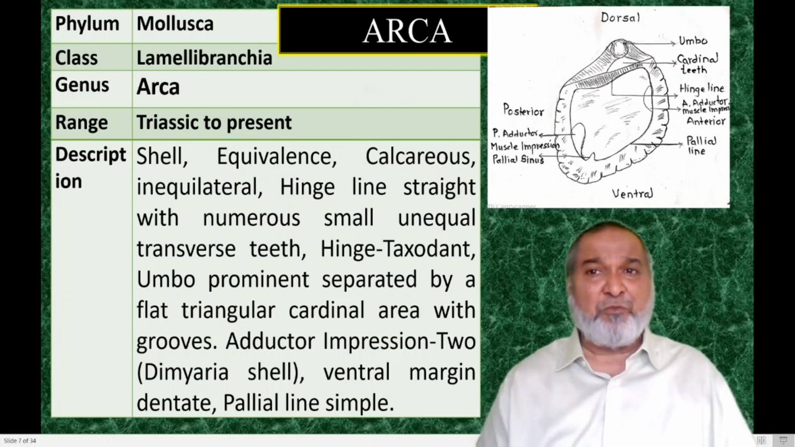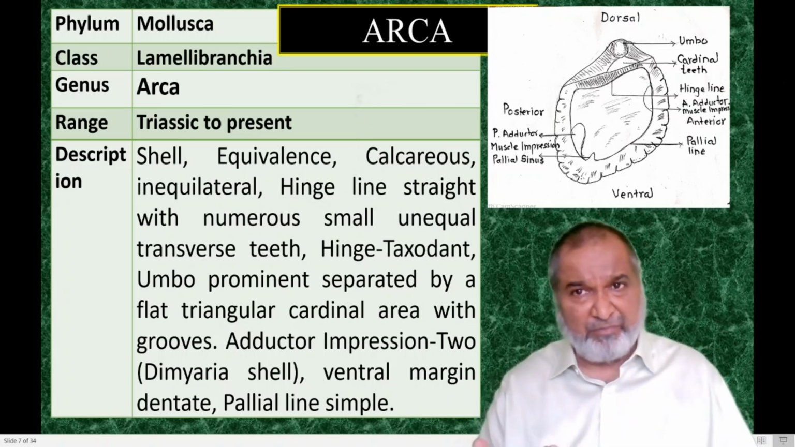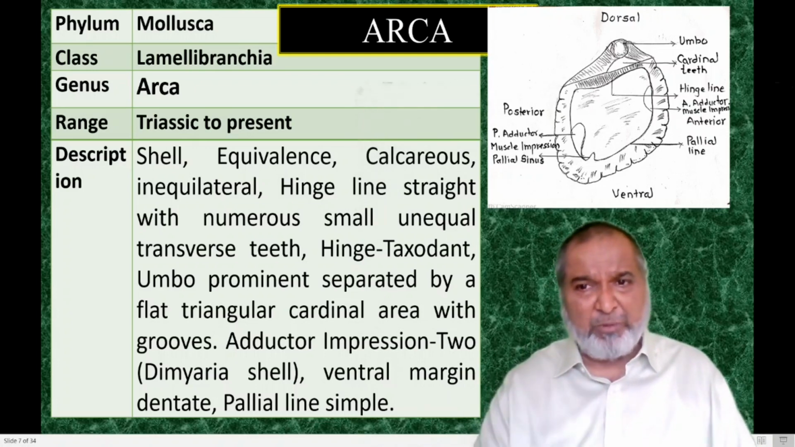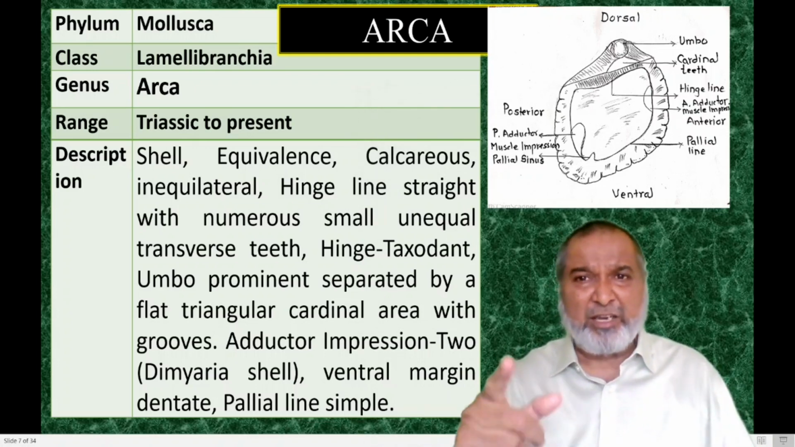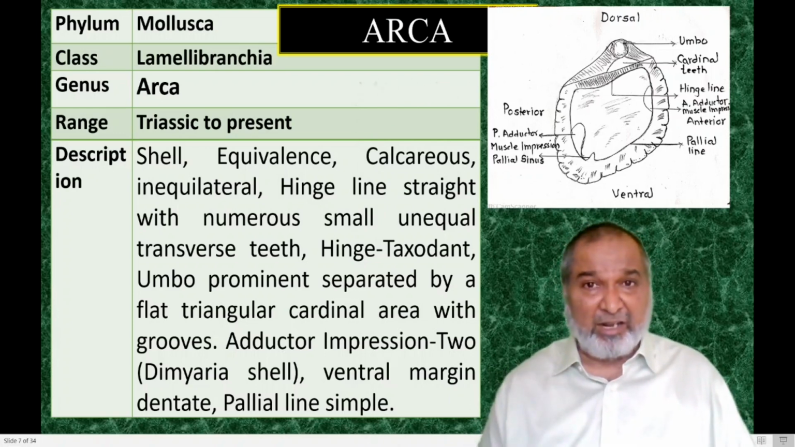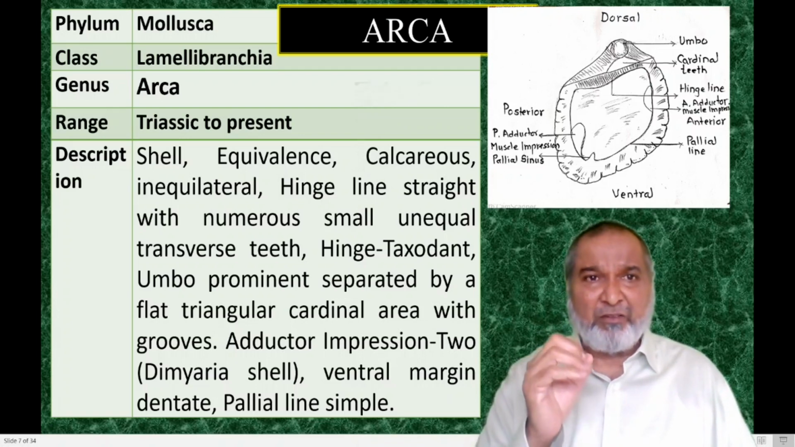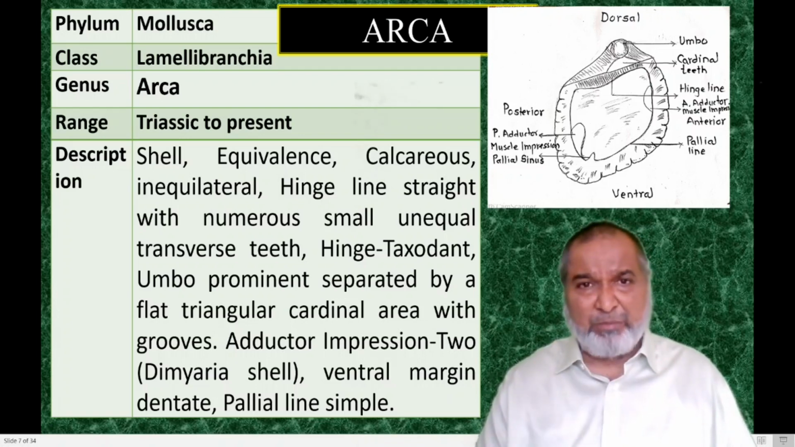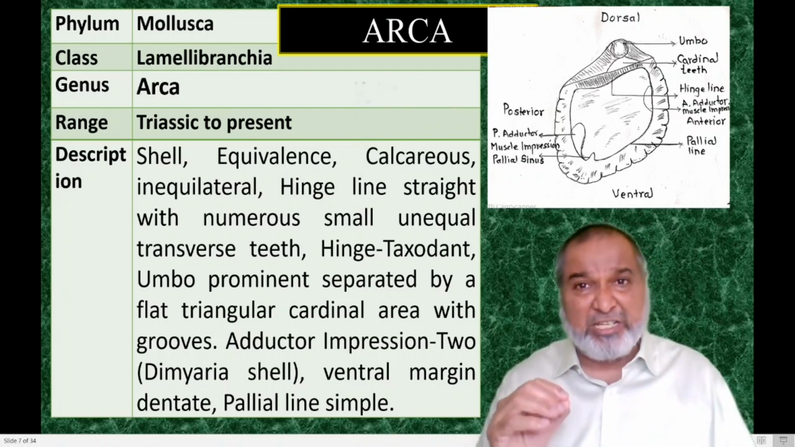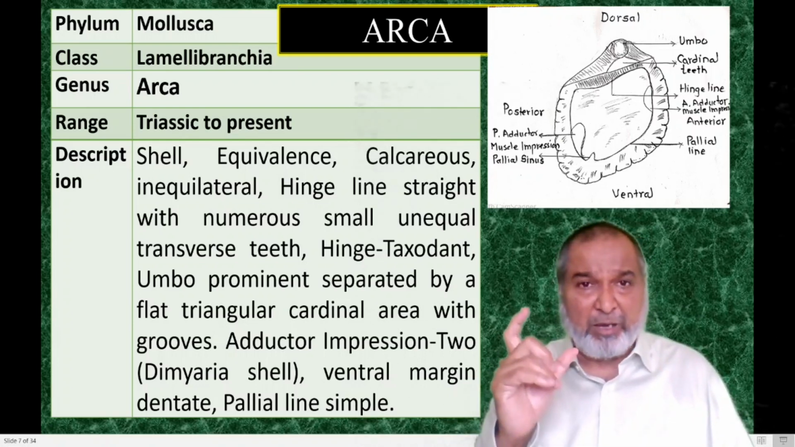Now Arca, what we have in our lab is the shell. Arca, the shell is there. That will be in the next slide I'm going to show you. Here I showed you because here we require the various parts. So Arca, what is there? This much classification we require. Phylum Mollusca, class Lamellibranchia, and the genus is Arca, and the range is Triassic to present.